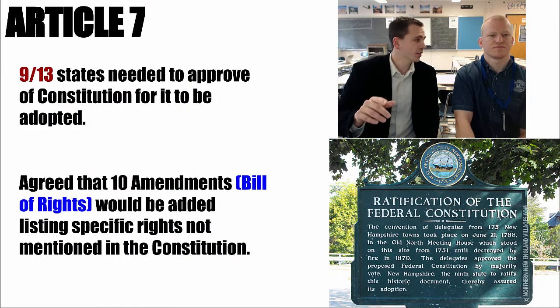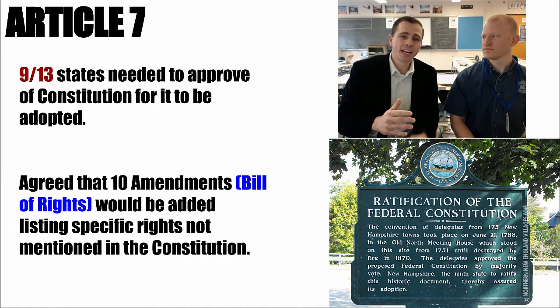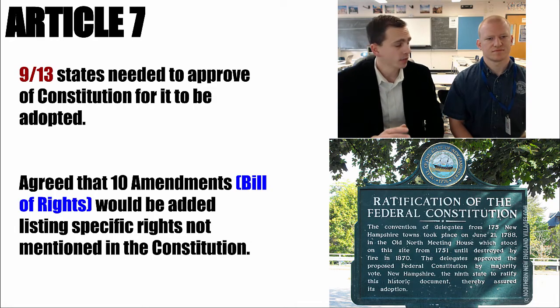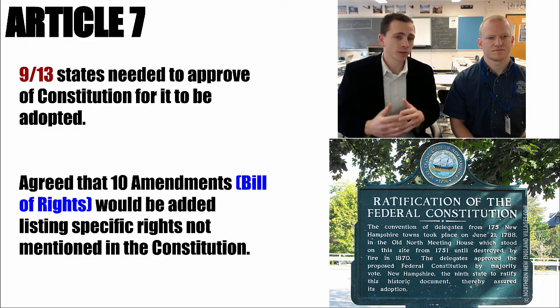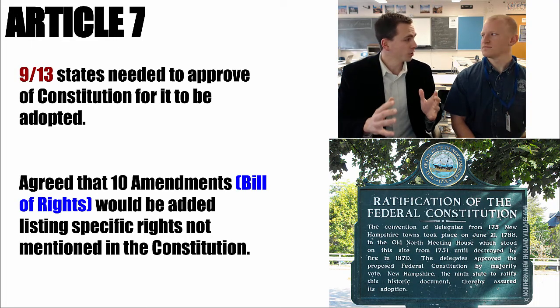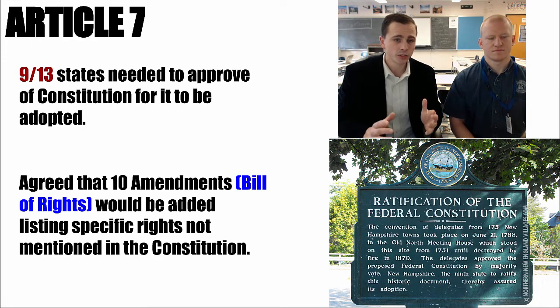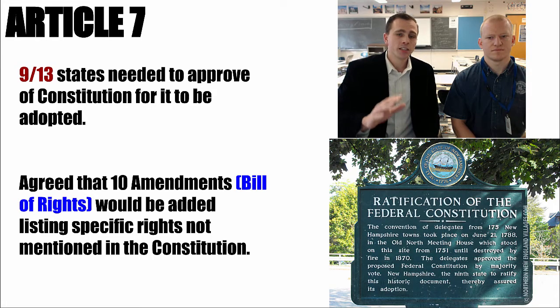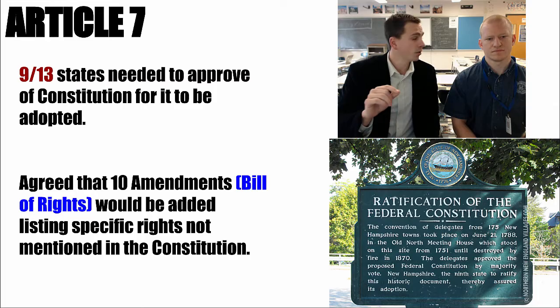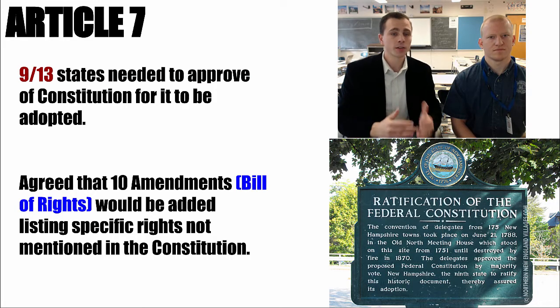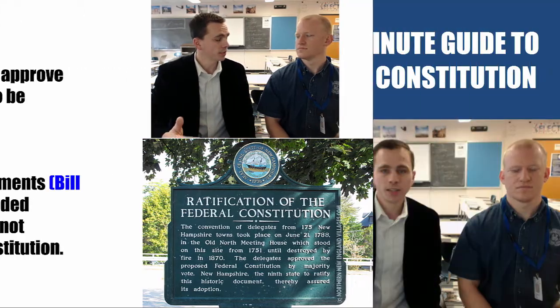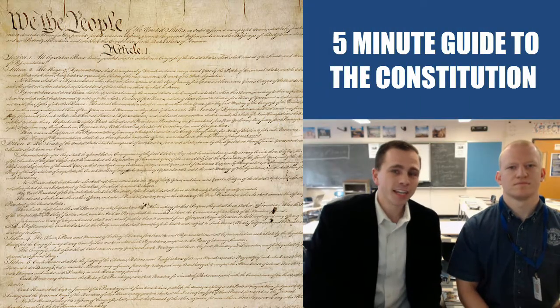And lastly, Article 7 is about ratification. It said 9 out of the 13 states were needed to approve of it. And during the debates afterward, they decided that most people wanted more specific rights granted in the Constitution. So they said, okay, if you sign this, we're going to add the first 10 amendments, which will list these rights, and that's going to be called the Bill of Rights. So our first 10 amendments today were a compromise to try to get more states to sign the Constitution, which was eventually done.